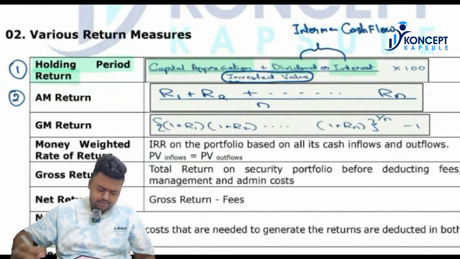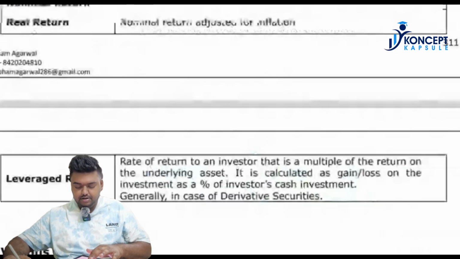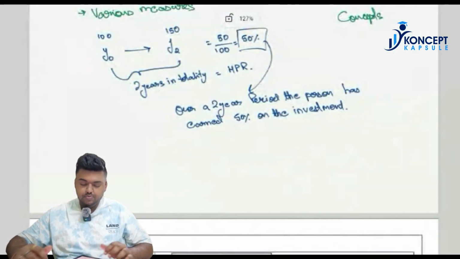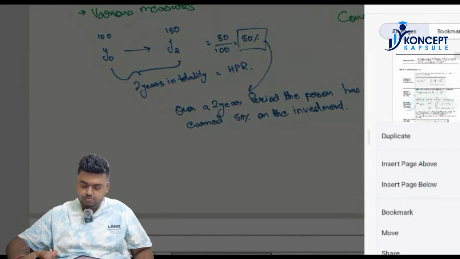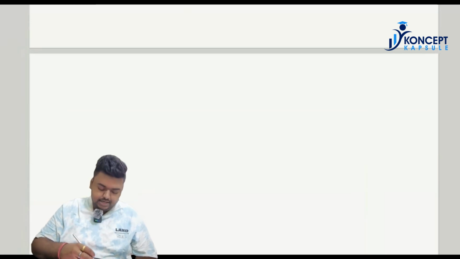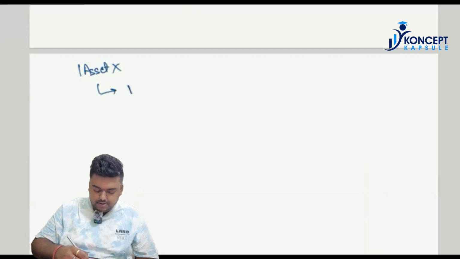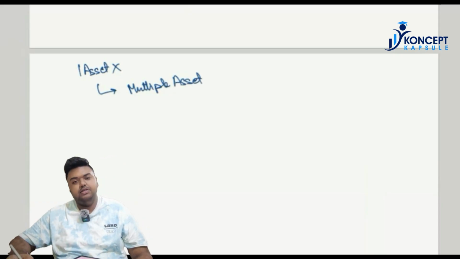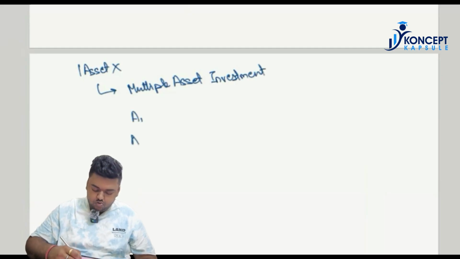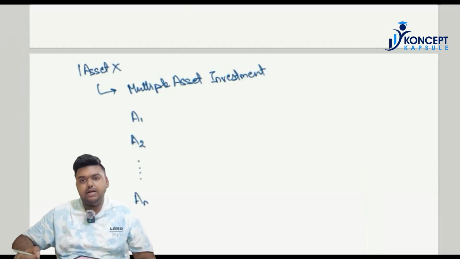The second is the arithmetic mean return. What is arithmetic mean return? Suppose rather than investing in just one asset, a person invests in multiple assets. Correct? This is possible. A person can make multiple asset investments. Yes or no? Now asset 1, asset 2, dot dot dot asset n. There can be multiple assets.